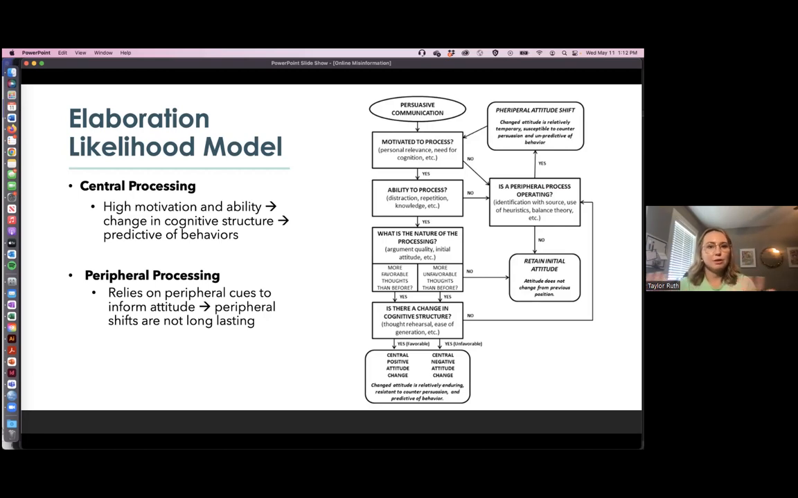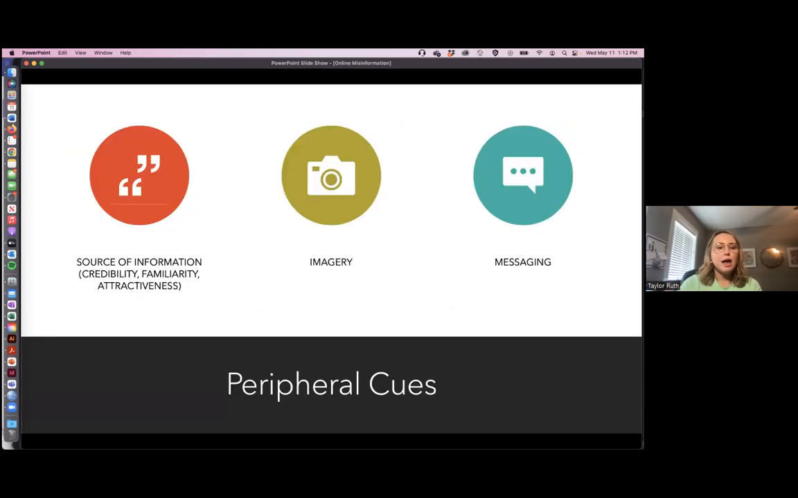So when you're thinking about even communication you've seen today, some things might really catch your attention. You really think about them because they're relevant. You understand what's being talked about. Other things, you're like, this doesn't really matter to me quite as much, or I don't have the knowledge to fully process this either. But when we go through that peripheral processing, we rely on peripheral cues. So this can include our source information. So how credible is this source relaying the information, familiarity, attractiveness, what imagery is being used, and what messaging is being shared.